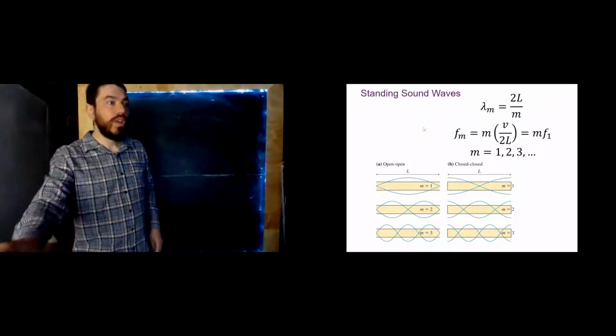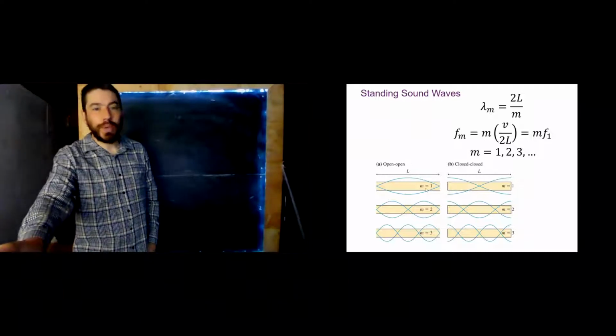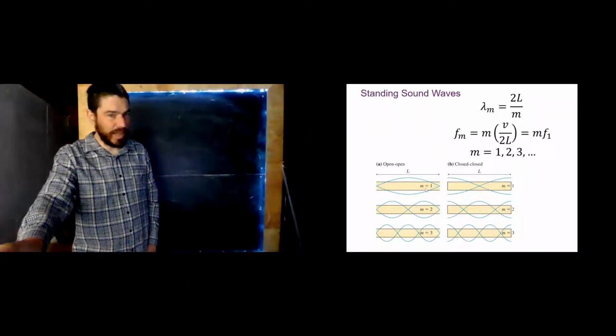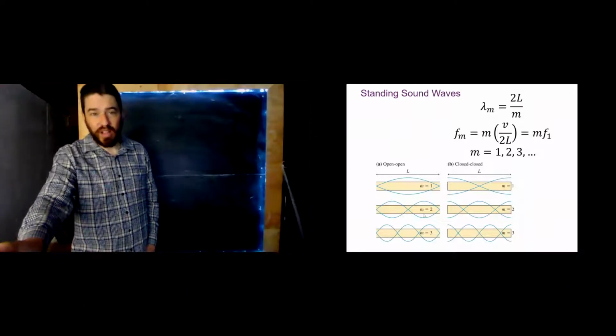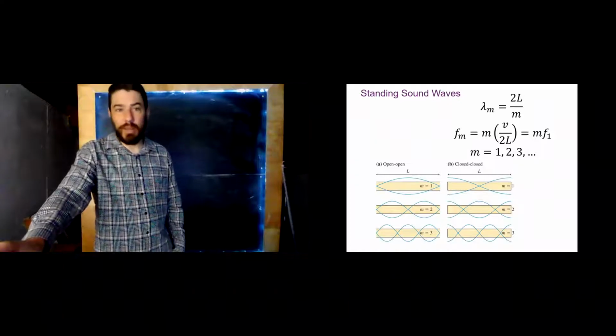Notice here we have the m equals 1. Again, it is the longest possible wavelength. The m equals 2 example, which is the second longest wavelength, and the m equals 3, the third longest wavelength that will fit in the pipe.